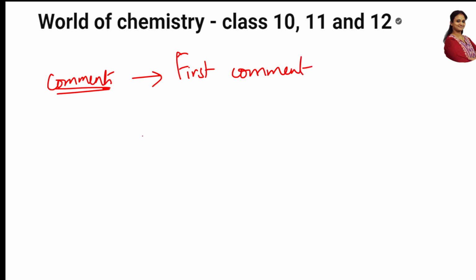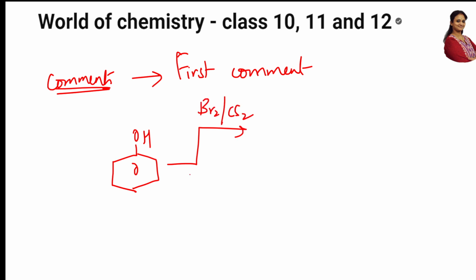So what is the question? They asked me, what are the products formed when phenol reacts with bromine in carbon disulfide and bromine water? Easy question, just for you to test. What are the two products? You're going to tell me in the comment section. I'm going to pin it. Answer this. Is it easy? Easy. Sure. The first comment will be pinned.